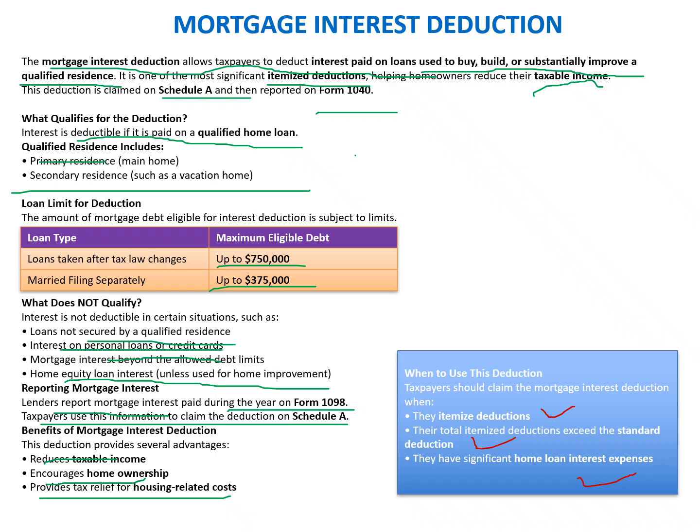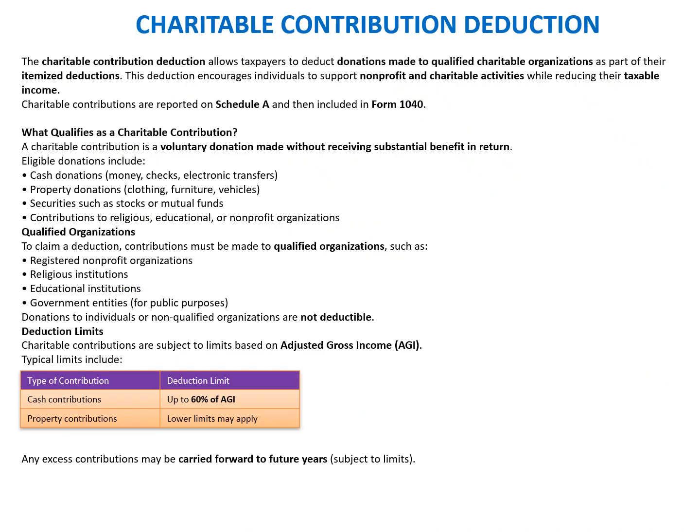So with this, we also cover the third head, and then we'll move to the next head, which is the charitable donation. So the next head that we're going to talk about is the charitable contribution deduction. The charitable contribution deduction allows the taxpayer to deduct donations made to a qualified charitable organization as a part of their itemized deduction. This deduction encourages individuals to support non-profit and charitable activities while reducing the taxable income. Charitable contribution is reported on Schedule A and then included in Form 1040. So what qualifies as a charitable contribution?